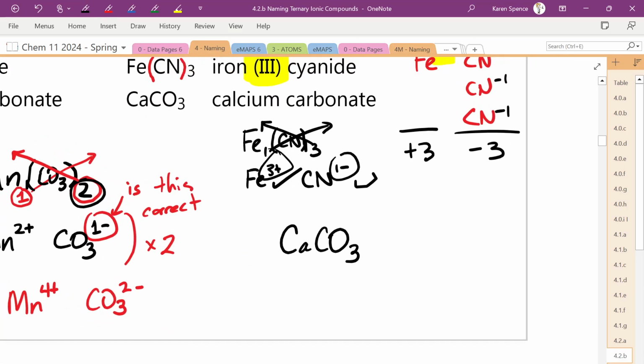People get messed up by this because they start doing things like this. CO, CO, CO. Don't write that down. What's wrong with what I have written? There are 3 oxygens, not 3 COs. If there were 3 COs, I would have had brackets around that, yes? So there's not 3 COs. So I want to get rid of that.